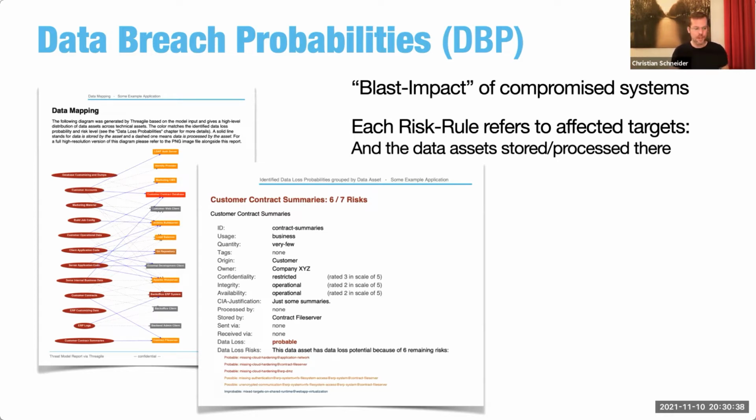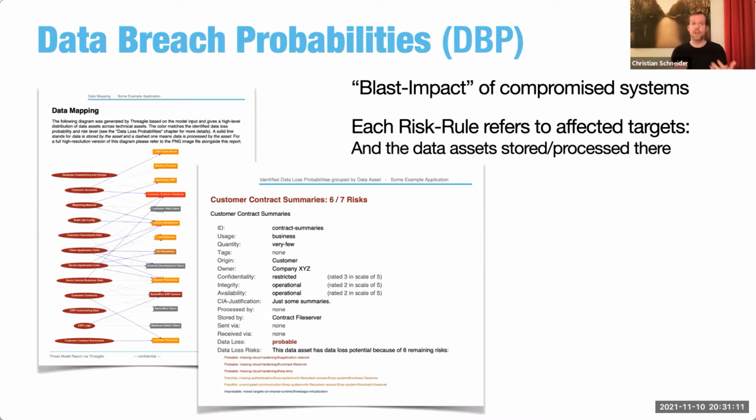So it checks on which components this particular data asset is either stored or processed. And all of these components and communication links could be potential targets for attackers to get to this data asset, because it's stored or processed on all of those things. And then it takes into account the identified risks, the unmitigated ones, and sees, okay, these are the remaining risks. And for each risk, data breach probability is also determined by the risk rules.